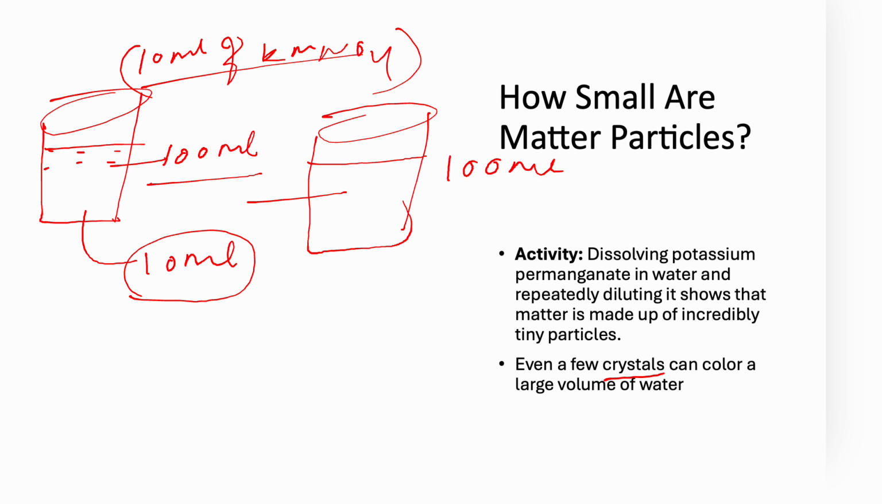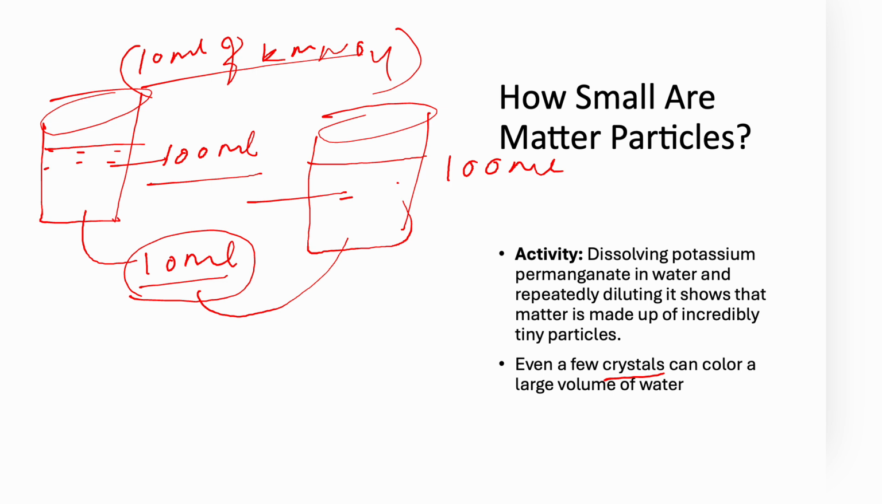Means with 4 containers of 100 ml each, from the very first container I am taking 10 ml of water, adding it to another container, dissolving and stirring it, and from the second container I'll take another 10 ml of water and repeat the process for the third container and fourth container.